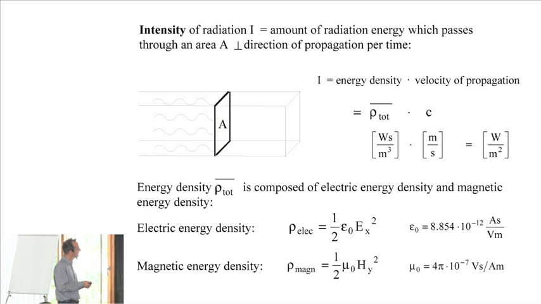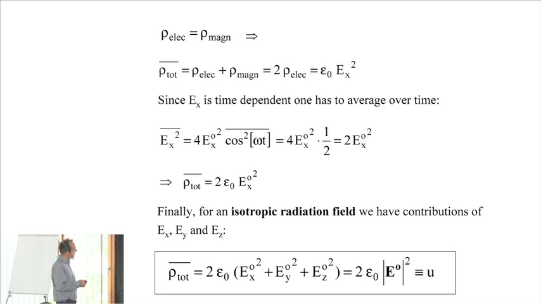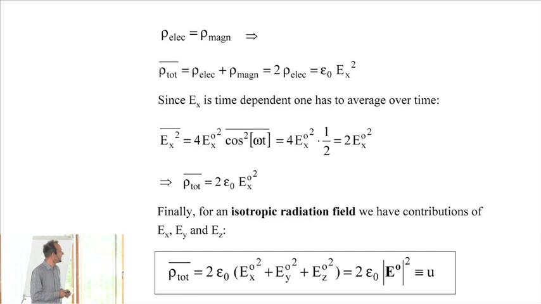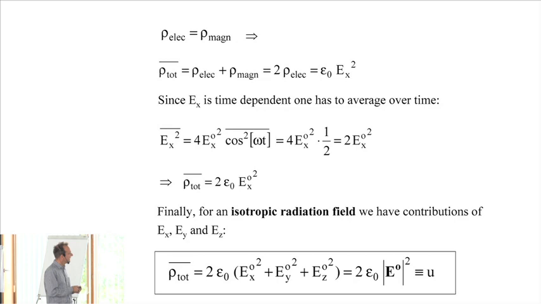So one has to average over time. What we needed here was the average energy density. So we have to average over the cosine squared omega t, which gives you a factor of 1/2. 1/2 times 4 gives you 2 epsilon zero E0 squared. So this is the total energy density of the radiation field.